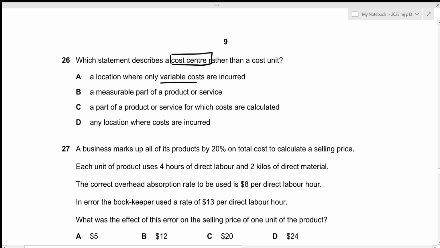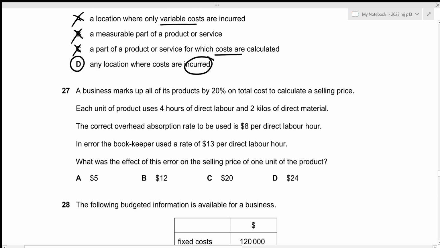So this is incorrect. A measurable part of a product or service. Again, this does not include the incurring of cost at all. So this is incorrect as well. The third one is a part of a product or a service for which costs are calculated. So we're not concerned with the calculation of costs, we're concerned with the incurring of costs. This is incorrect as well. And the fourth one is any location where costs are incurred. That's the correct answer. Let's move towards the 27th question.